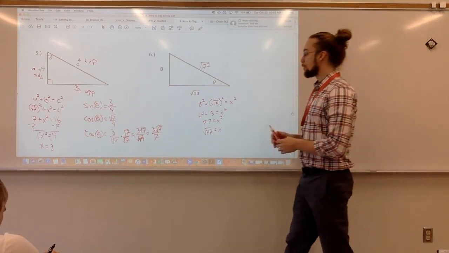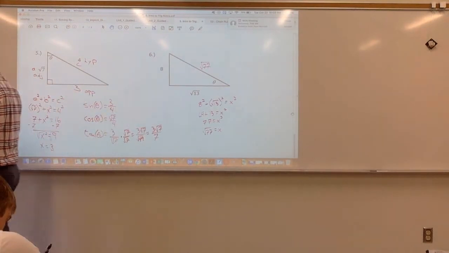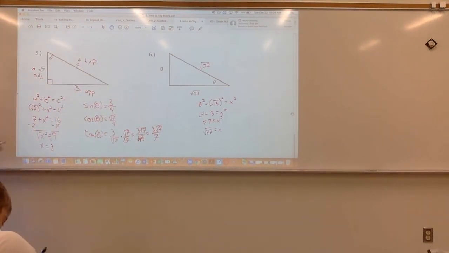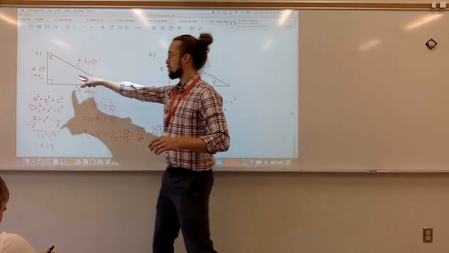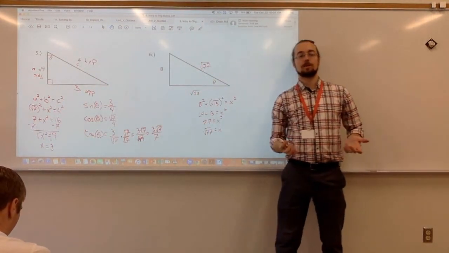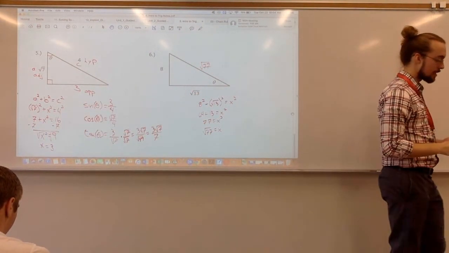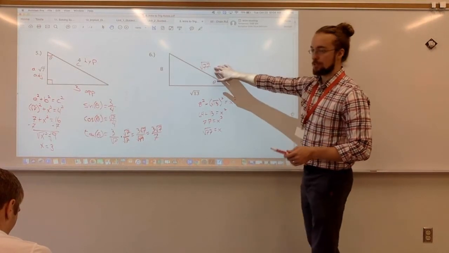When you get all the way down to the end and you don't get a perfect square, instead of writing it as a decimal, just leave it as a radical. Like this was just left as the square root of 7. Some of the other problems had 2 times the square root of 15. Instead of getting a decimal for that missing side, leave it as a square root.